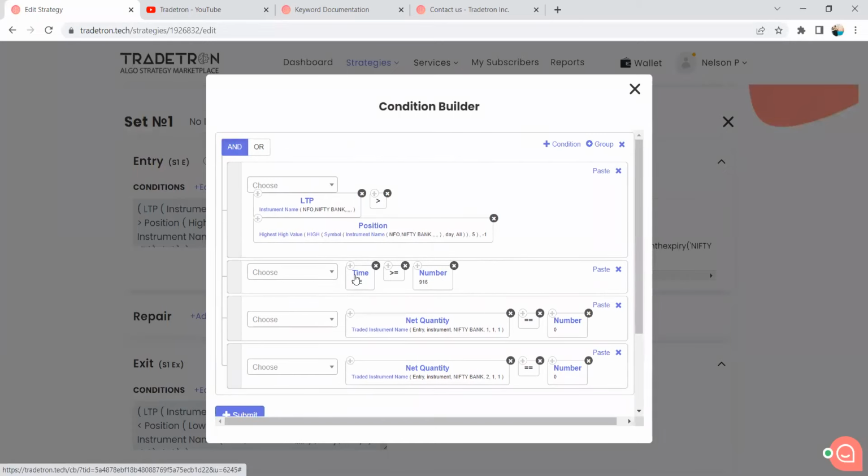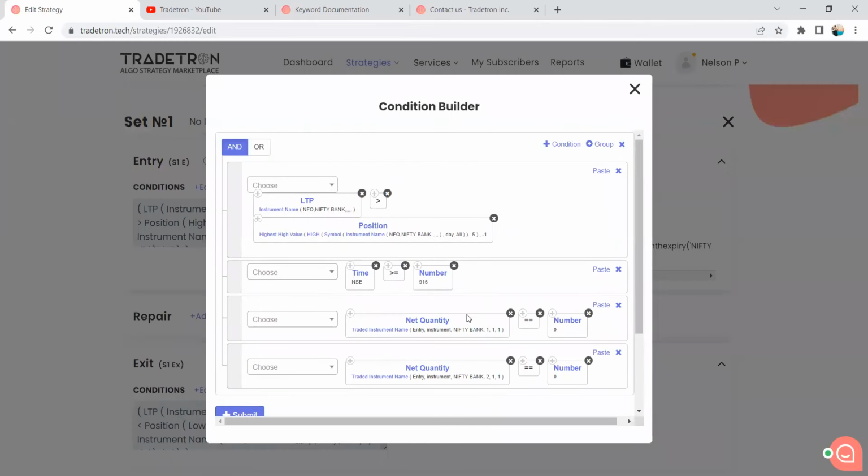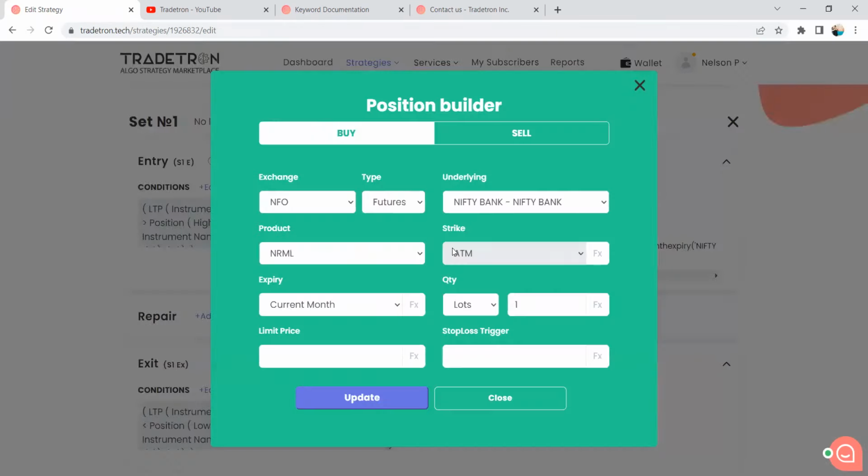And it will also check that the time is only after 9:16, since the first 1 minute is very volatile. So it will wait for 1 minute and then only take the trade. After that, it will also check whether there is any open position. Since this is a positional strategy, it will also check whether the net quantity of set number 1 is also 0, and set number 2, that is whether there is a short or long position, should not be open. When the net quantity is 0, then only it will take the trade. So there is no continuous buying or selling that happens in this case. All right. So once this condition is met, it will buy the particular future as we have selected over here.